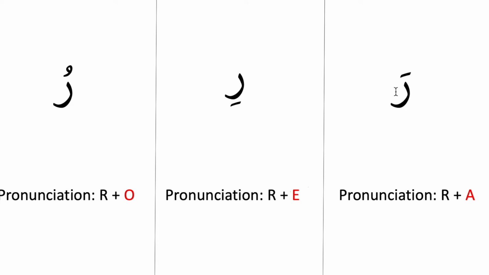What letter is that? Yes, re. Re, you pronounce it as, excellent, R in English. So re with fatha on it, it's called ra. Ra. Re with kasra underneath it, you pronounce it as ri. Ri. What about re with dhamma on it, on the top? You pronounce it as ru. Ru.